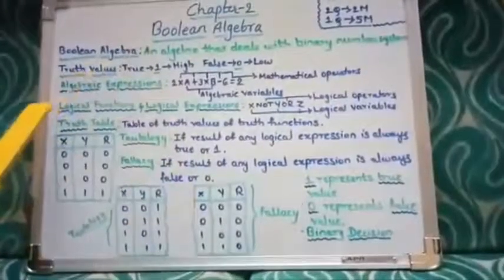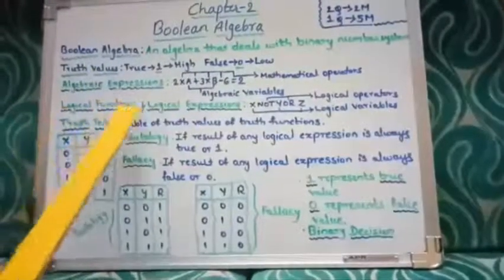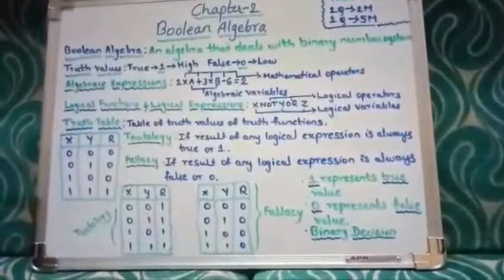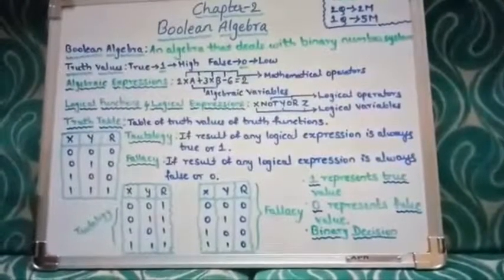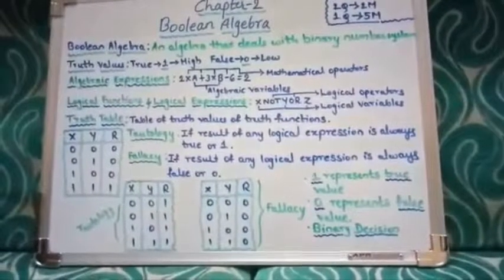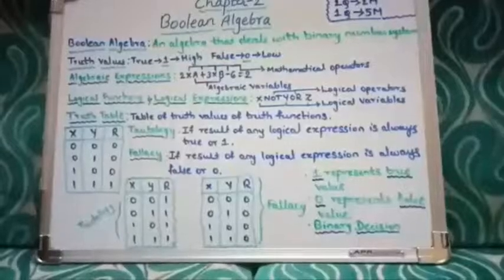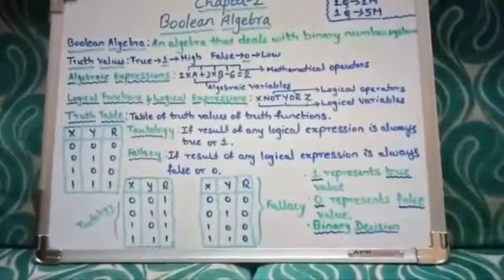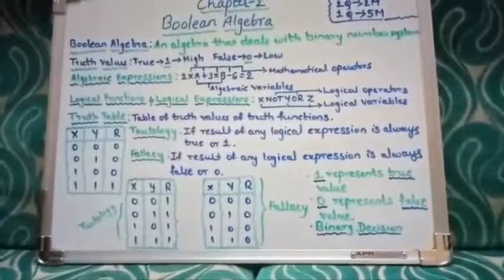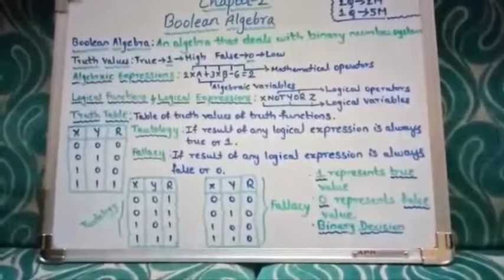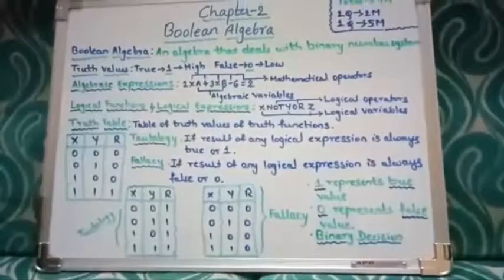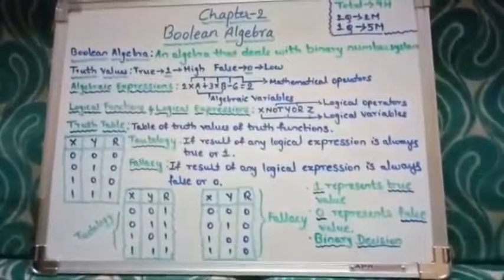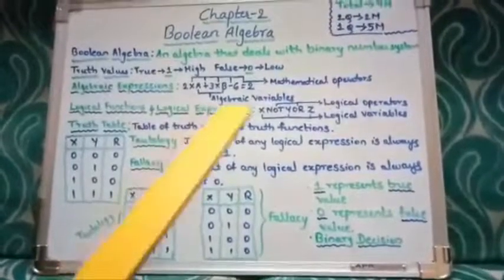Now I want to move to logical functions and logical expressions. Logical statements or truth functions are combined with the help of logical operators like and, or, not to form a compound statement or logical function. These logical operators are also used to combine logical variables and logical constants to form logical expressions.